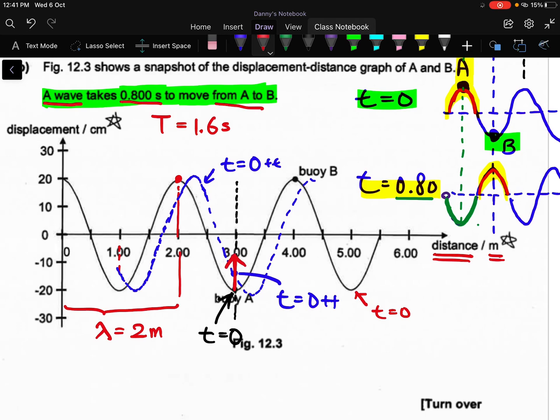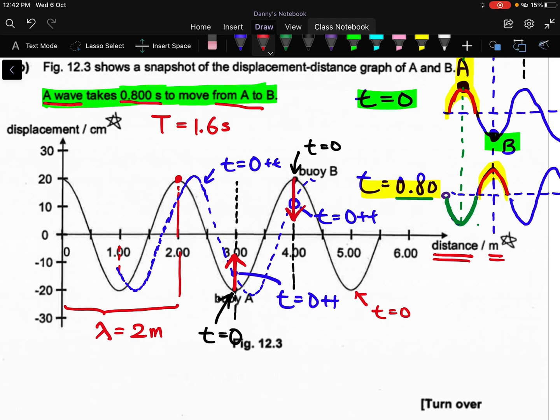Same logic. Now you tell me how buoy B will move. Buoy B was here when time equals 0, and buoy B will move along this axis, the black one that I just drew. So the new position of buoy B will be here at time equals 0 plus a little. Therefore, buoy B will move down, right?